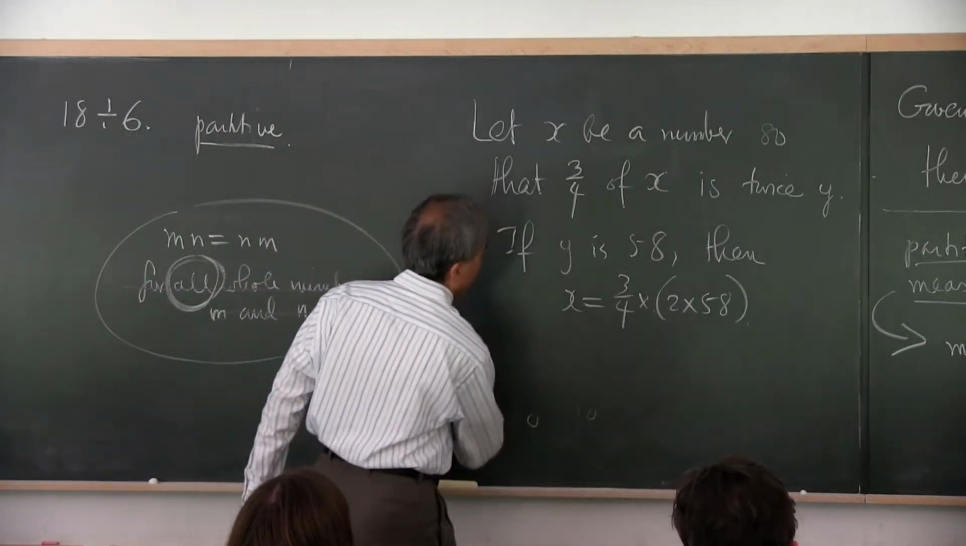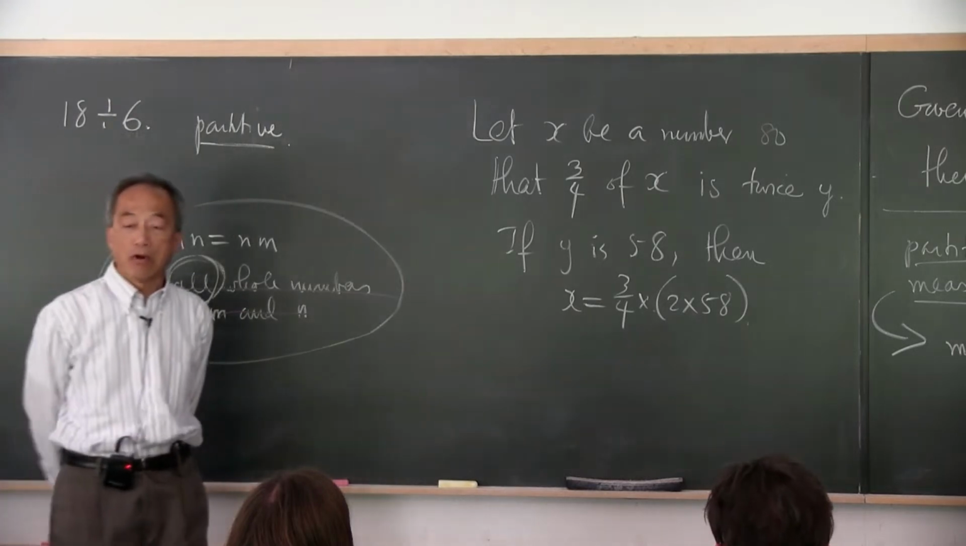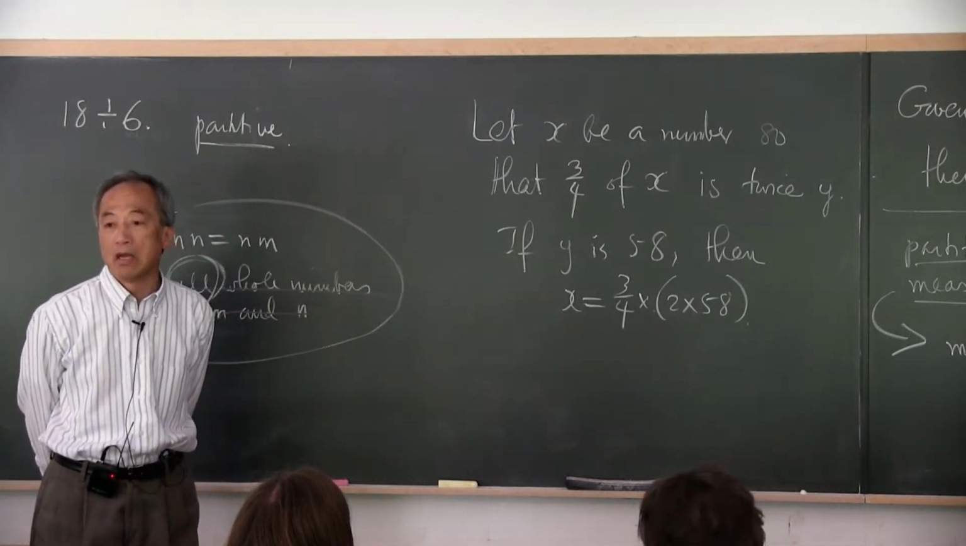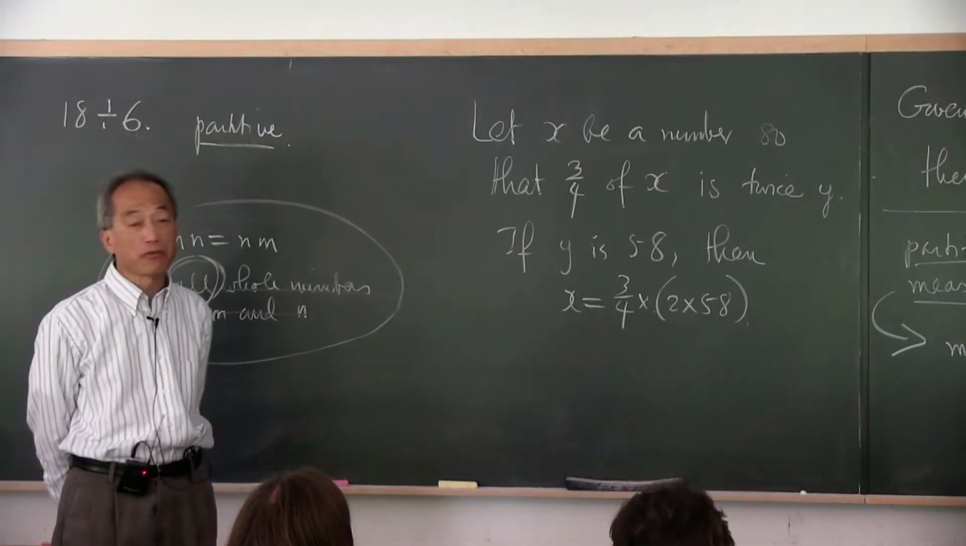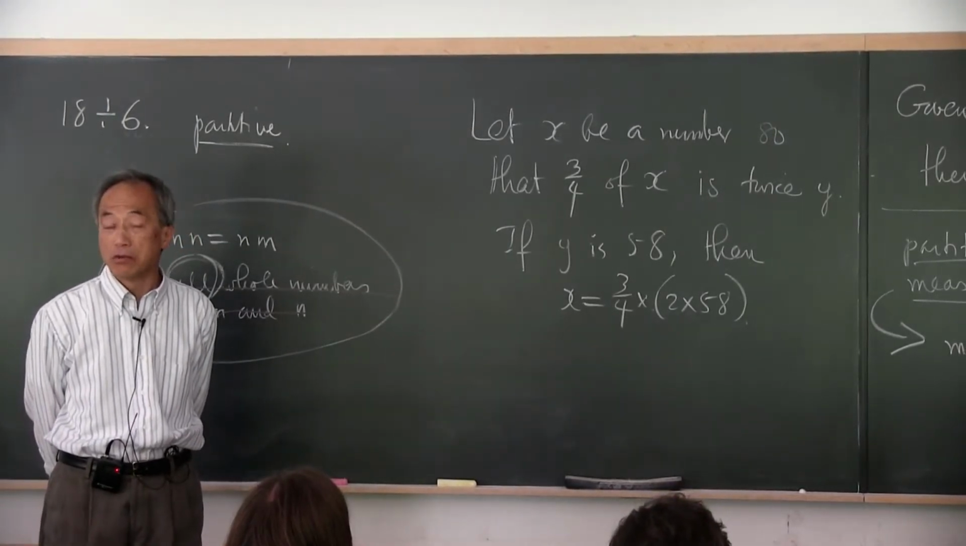Look at this. Forget about the symbols. I have something. Twice of it is 58. Now, on the other hand, I also know that that is equal to 3/4 of X. What do you think 3/4 of X is equal to? Do you need a substitution?